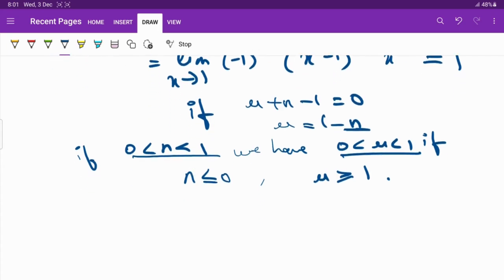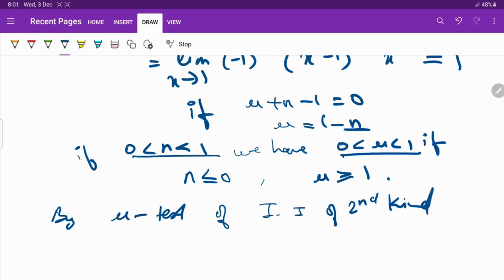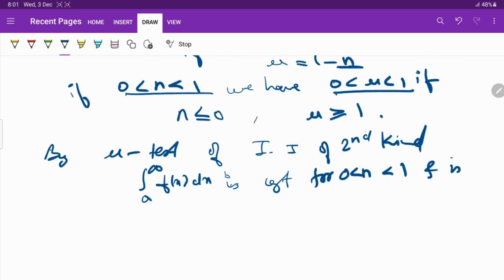So again by the mu test of improper integral of second kind, what I can say is this improper integral a to 1 f(x) dx is convergent for n between 0 and 1, and is divergent for my n less than or equal to 0.